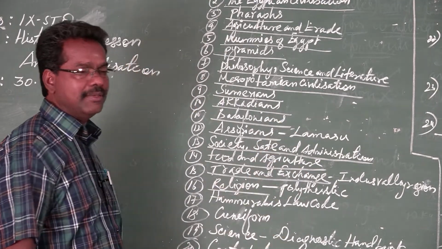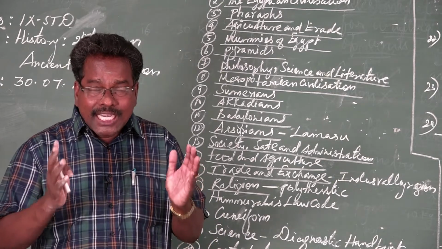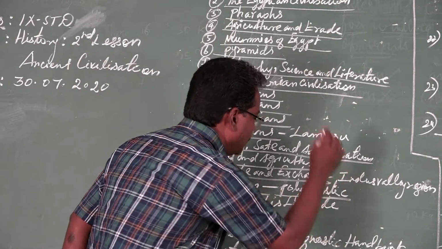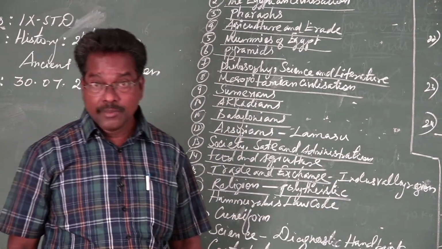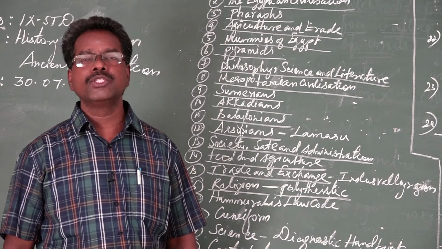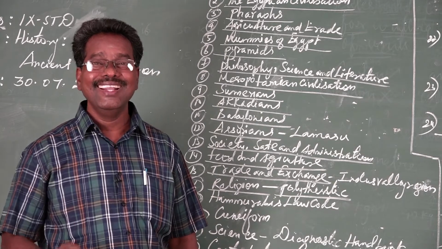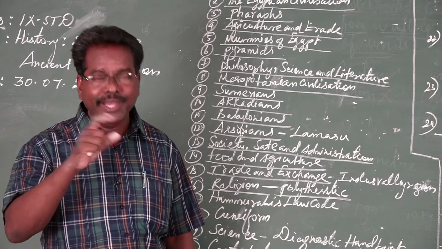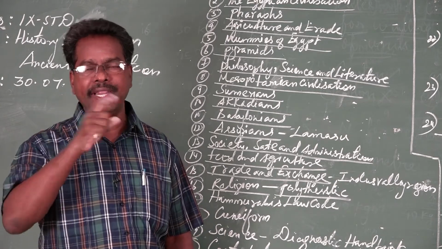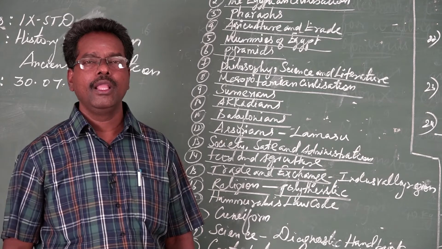Religious activities of the Mesopotamians. Mesopotamians' religious system is called polytheistic. They worshipped various gods and goddesses. They worshipped Enlil, god of sky and wind. They worshipped Ninlil, goddess of grains. Ishtar, goddess of love and fertility.